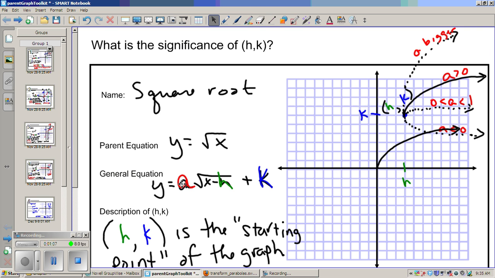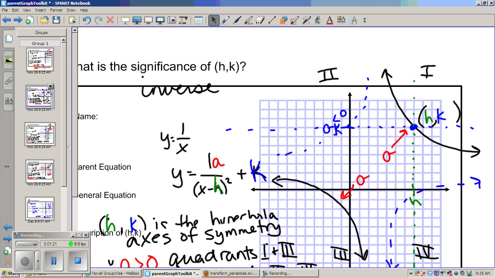And then the value of a changed the general shape, made it wider or skinnier, made it go down like this or up.